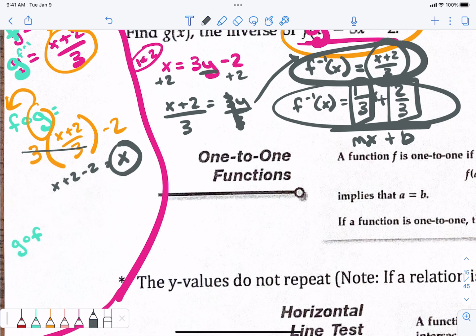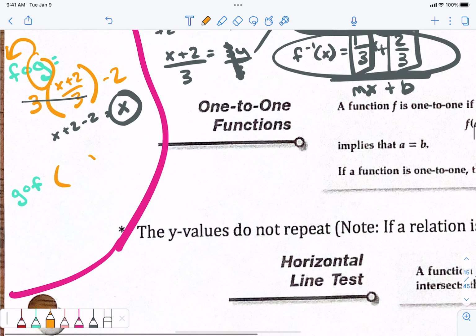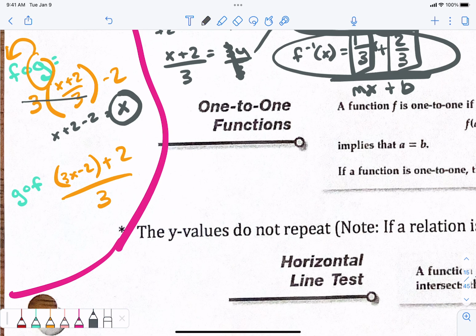Now we're going to do g composed of f, okay? G composed of f means I'm taking the f and now I'm shoving this into the function. So it is x plus 2 over 3, but instead it's going to be 3x minus 2, like that. The parentheses aren't doing anything, we just said. So the minus 2 and plus 2 cancel. And then I have 3x over 3 equals x. Okay, now, do you know what that means? If you stick one inside of the other, and then vice versa, and both of them come out to be x, that means they are inverses of each other.